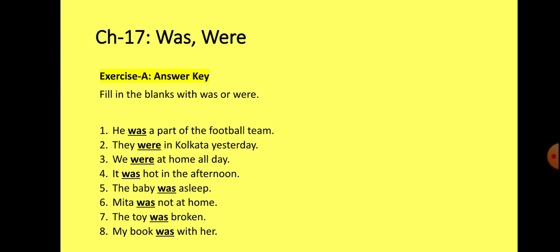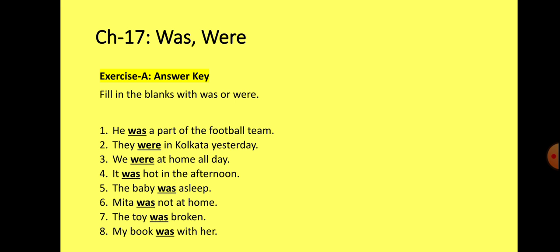Now let's do some exercises. Exercise A, fill in the blanks with was or were. Now you have to check the subject for this usage. He was a part of the football team because he is a singular subject. Number 2, they is plural, so we say they were in Kolkata yesterday. Number 3, we, see the subject is plural, so we are using were with it. We were at home all day. Number 4, it was hot in the afternoon. It is singular, so we say was.